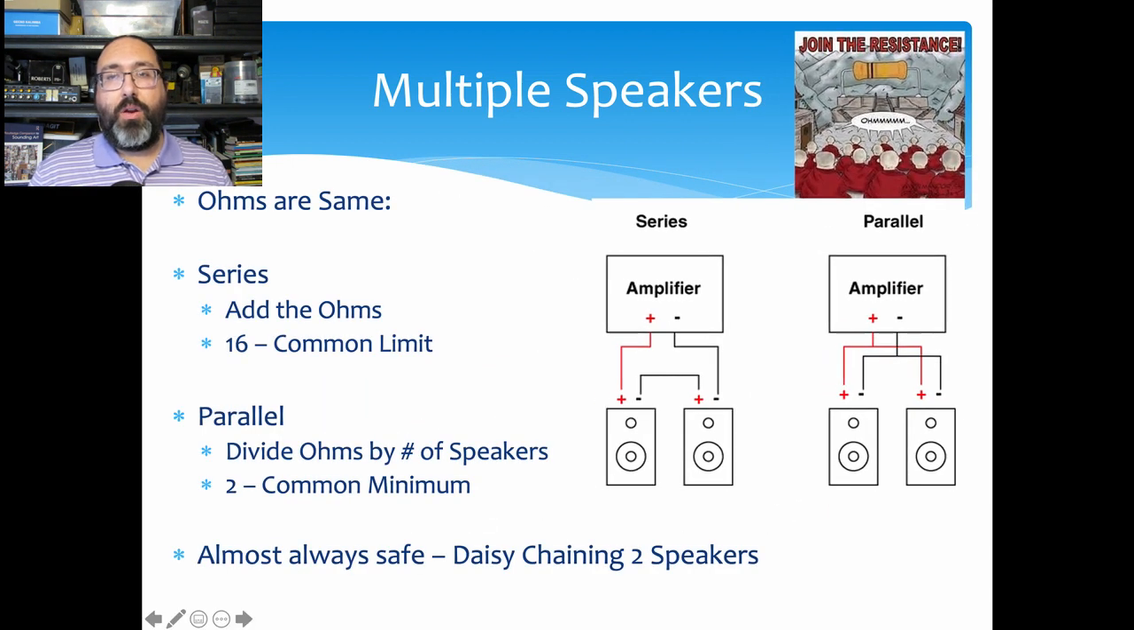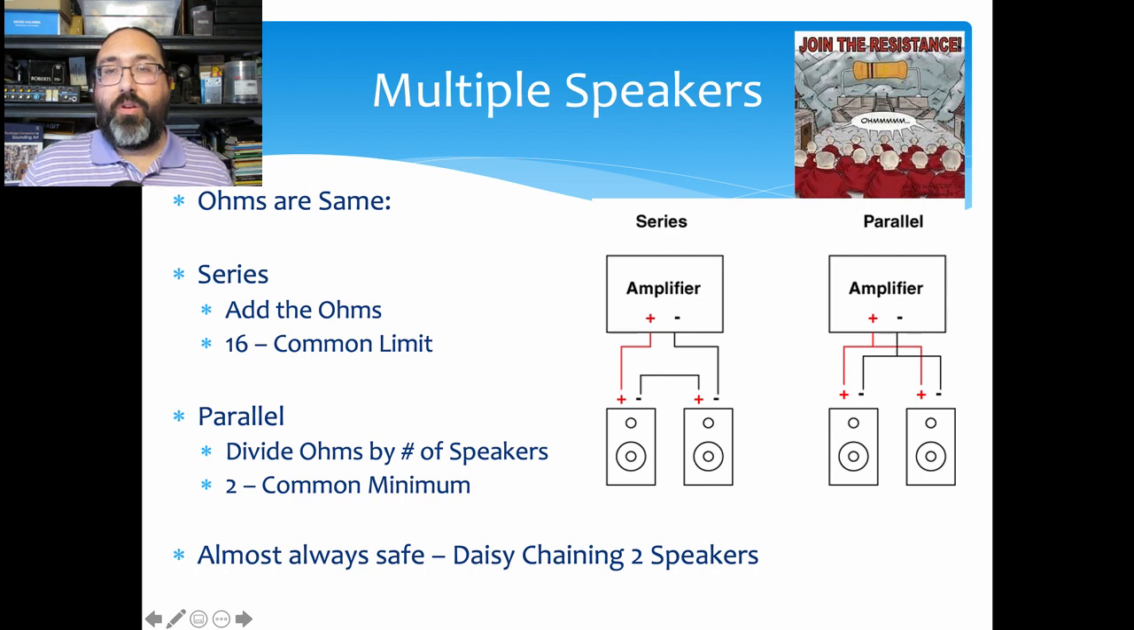So, given that ohms are the same, and if you are connecting multiple speakers together, the ohms should be the same because you should be connecting the same speaker. Given that, when you are connecting things in series, all you have to do is add the ohms. 16 ohm is the common limit that most amplifiers can handle before they start to overheat. That being said, Crown is a very popular style of amplifier, and it can go up to 32, and there's one model that I've seen that can go up to 64. Most amplifiers can't handle this. Most amplifiers, 16 is that common limit.